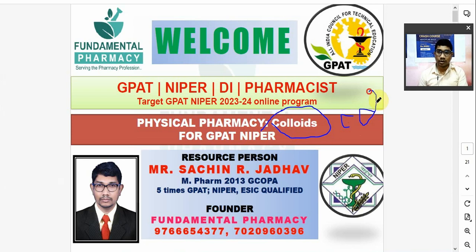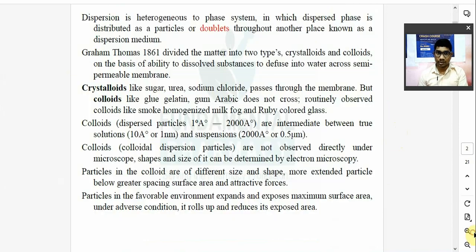Normally, a solution is known as a one-phase system. But colloid means it is a dispersion. Colloidal dispersion. Two-phase system. There are two phases. It was discovered by Graham Thomas. Dispersion is nothing but the two-phase system.